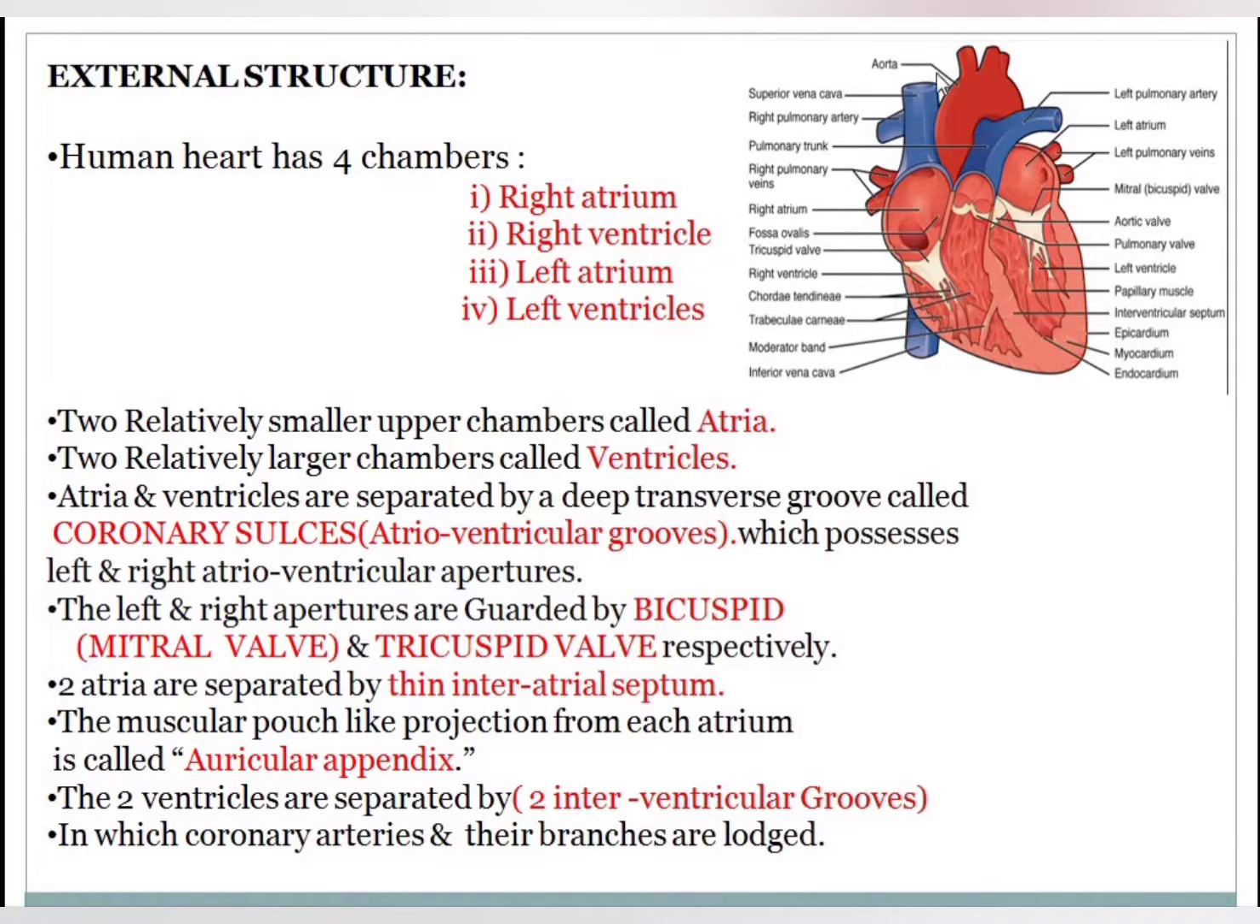See here, this is the aorta, the superior vena cava, right pulmonary artery, pulmonary trunk, right pulmonary vein, right atrium, and the fossa ovalis. In the next slide we will discuss the fossa ovalis. See here, between the right atrium and the ventricle there is a valve called the tricuspid valve, and between the left atrium and the ventricle there is a valve called the mitral or bicuspid valve.